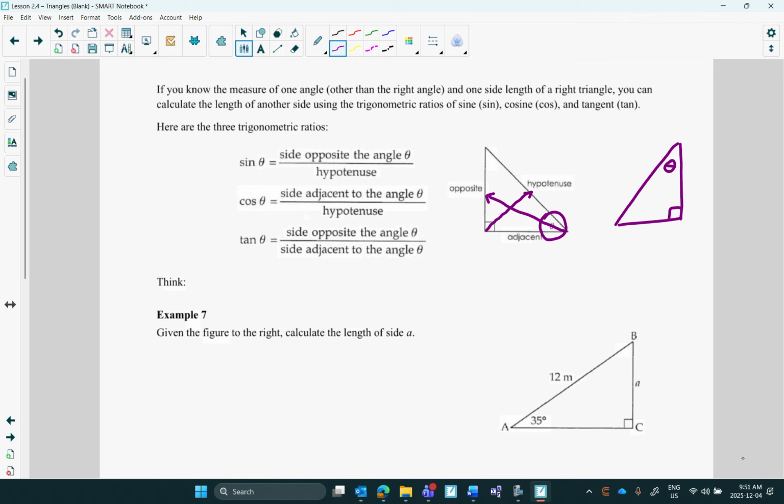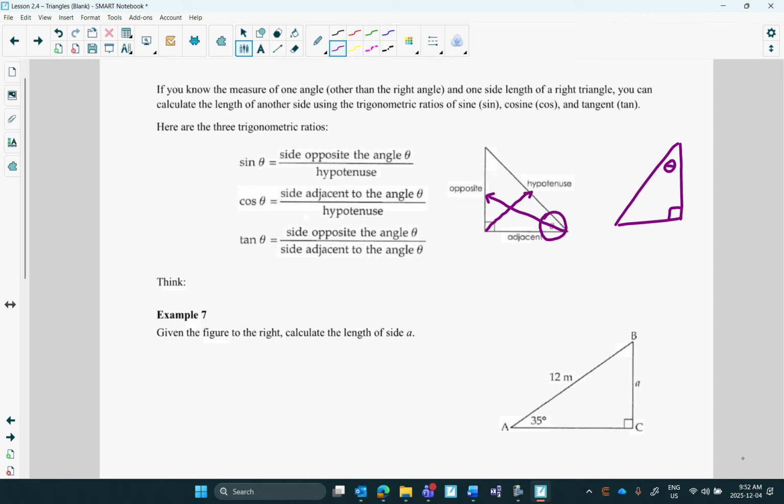The sine of any angle in a triangle, one of the acute angles, is always the ratio of the side length opposite the angle to the length of the hypotenuse. Cosine is the length of the adjacent over the length of the hypotenuse. And tangent is the length of the opposite side over the adjacent length.